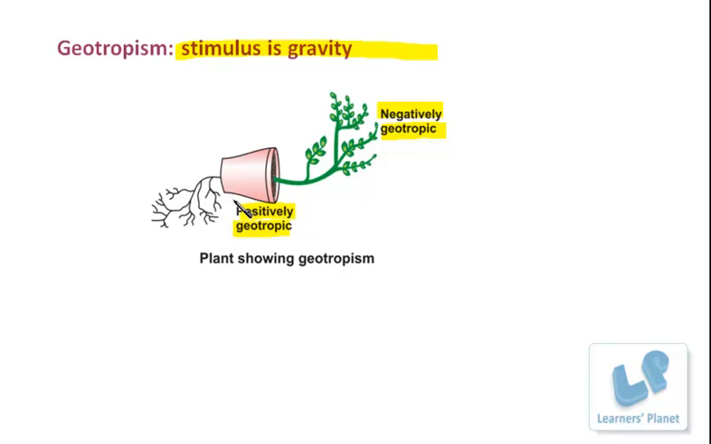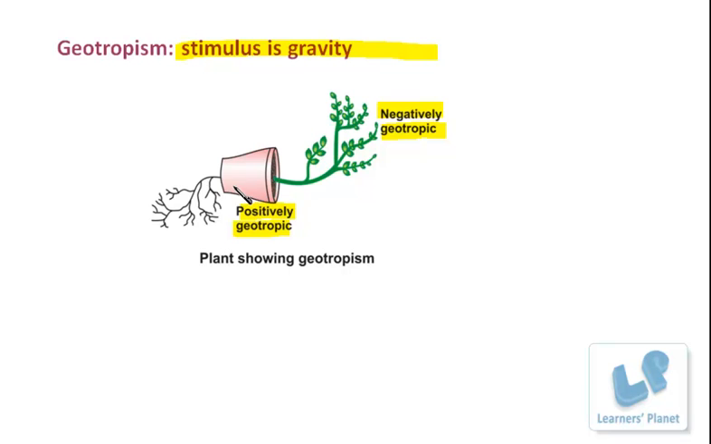Now what observation is there? After some time the shoot part will get erected and it will move in the upward direction, or it will grow in the upward direction. So that means it is away from the gravity, isn't it? Since it is moving away from the direction of gravity, it is known as the negatively geotropic part of the plant.